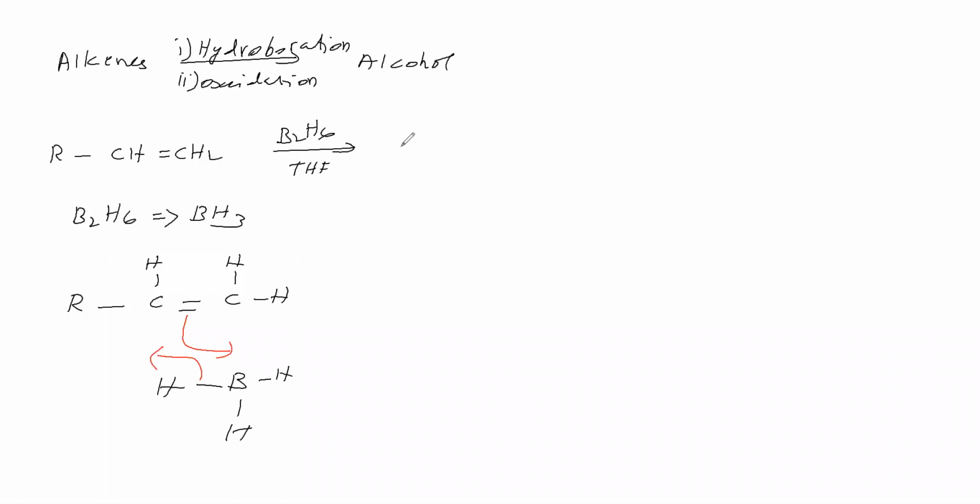Therefore, what we will get here is RCH2CH2, with boron making a bond like this. Between boron and hydrogen, the bond is broken. Here one alkyl group is there, therefore it is an alkyl borane. We can say this is borane, and this we can say is diborane.